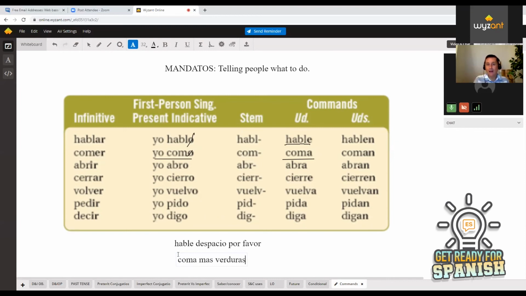Commands come in the usted form, and the ustedes form if you want to talk to a group of people. Coman más verduras is like, you guys eat more vegetables, all of you, the whole group, not just one person. So again, this is also going to be part of the Spanish 2 curriculum.